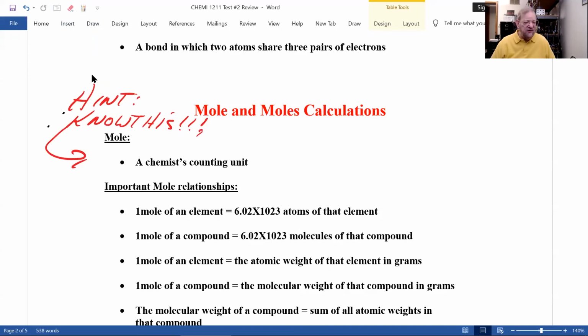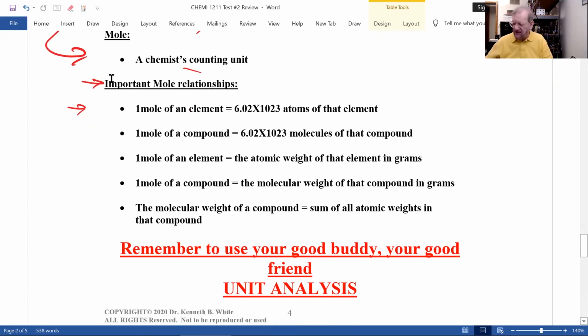And a mole is a chemist counting unit. And there are other definitions I can also use for a mole because I taught you these important relationships. Now, this stuff will be in the important information test number 2. I used to make students memorize this. I don't anymore. And here we have 1 mole of an element equals Avogadro's number, and that should be 6.02 times 10 to the 23rd.